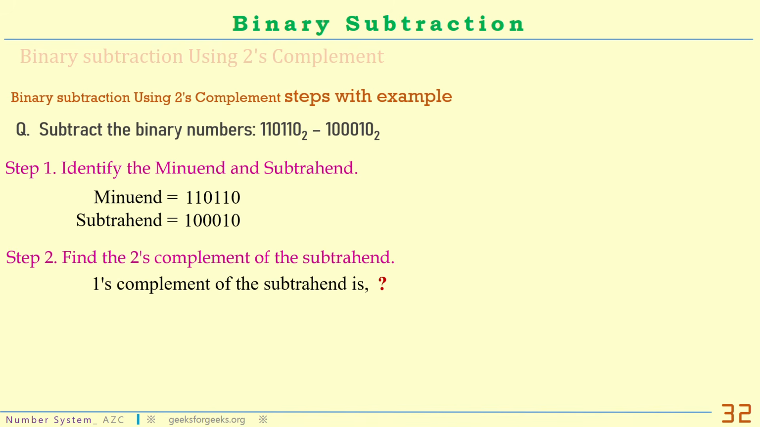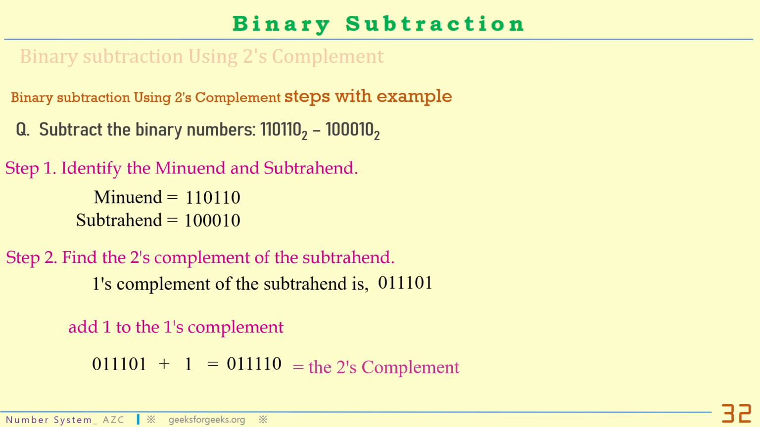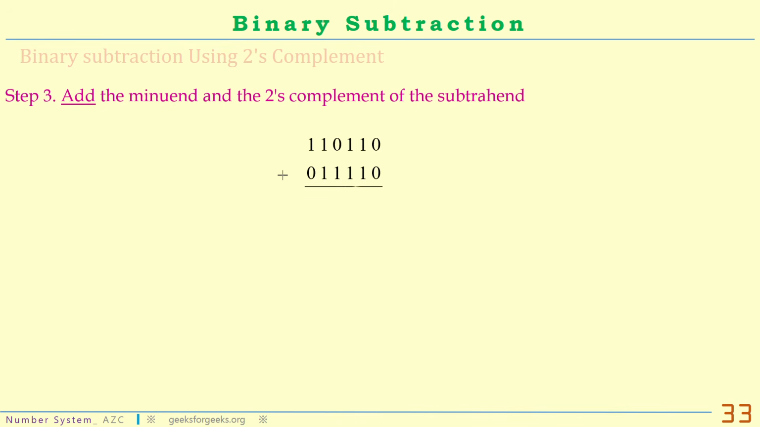Step 2. Find the 2's complement of the subtrahend. 1's complement of the subtrahend is 01101. Add 1 to the 1's complement. So 2's complement is 01110. Step 3. Add the minuend and the 2's complement of the subtrahend.